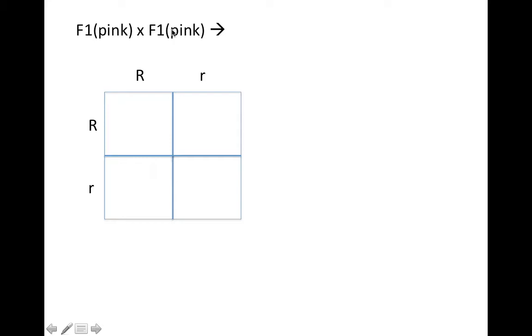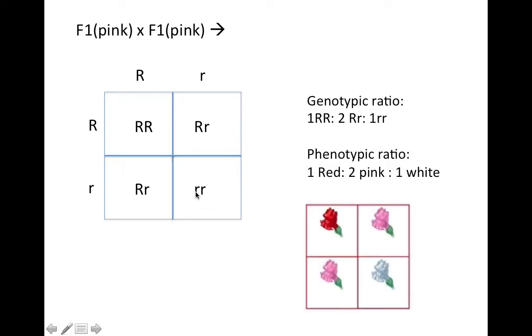So the big R, little r is the genotype for each one. What you see, you get this genotype ratio, 1 homozygous dominant to 2 heterozygous to 1 homozygous recessive. But the phenotypes are interesting here because you get 1 red, that's your homozygous dominant, to 2 pink, the heterozygous, and 1 white flower, the homozygous recessive.